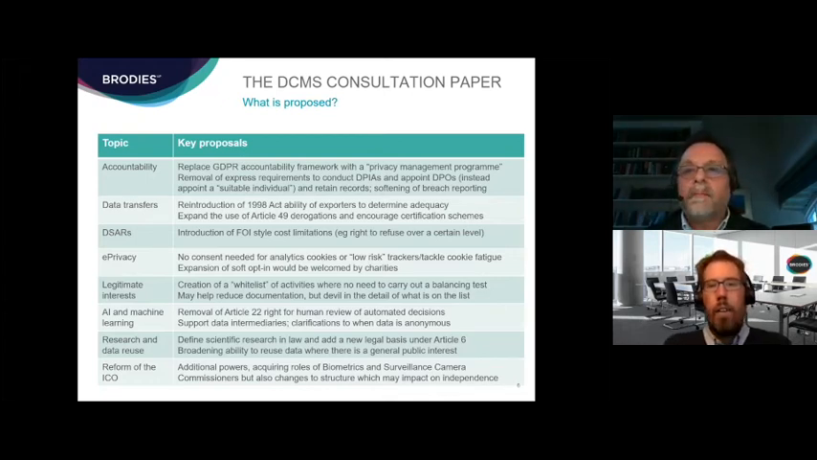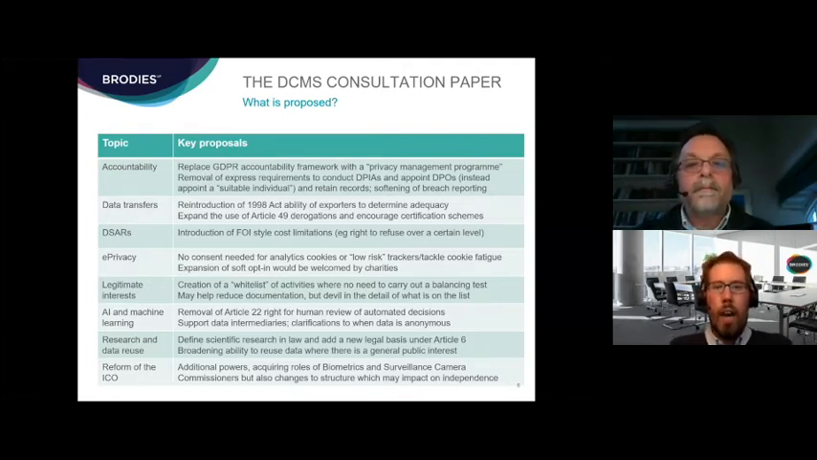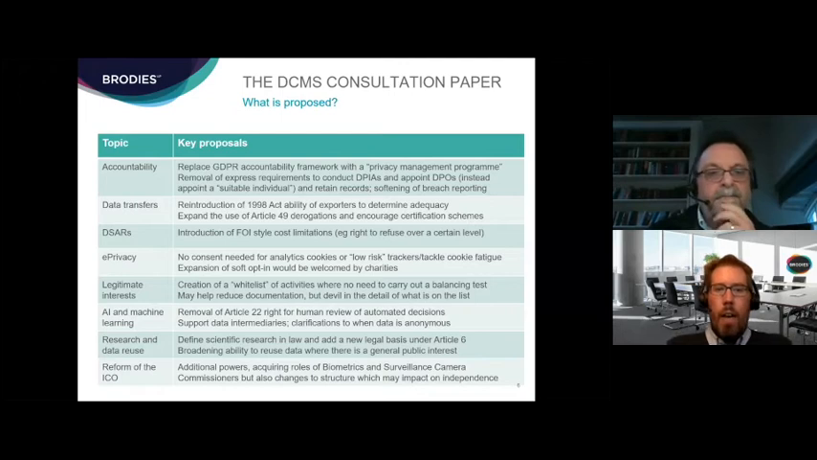On AI, there is a proposal to remove the Article 22 right. So that's where if you have an automated decision about you, you have the right for a human to review that, which is causing a bit of concern, given the increased use of AI and the accountability issues there in terms of understanding why decisions are made. There's also some proposal around here around using data intermediaries and data sharing, which will be helpful for the development of AI, and also some clarifications around when data is considered to be anonymous and how you assess that compared to the current rules.